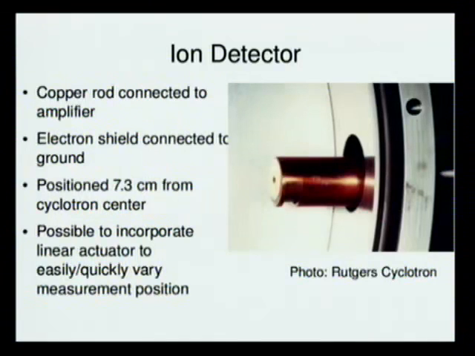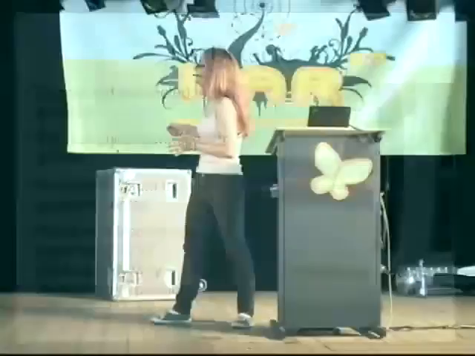Now, here's a photo of one. This is not from mine. This is from the Rutgers Cyclotron. I'm going to post the website for the Rutgers Cyclotron. It's very detailed, with very useful information on there. You have a copper rod in there, which is connected to an amplifier. That amplifier is connected, through the ammeter, to ground. You also need an electron shield on the back side of it.